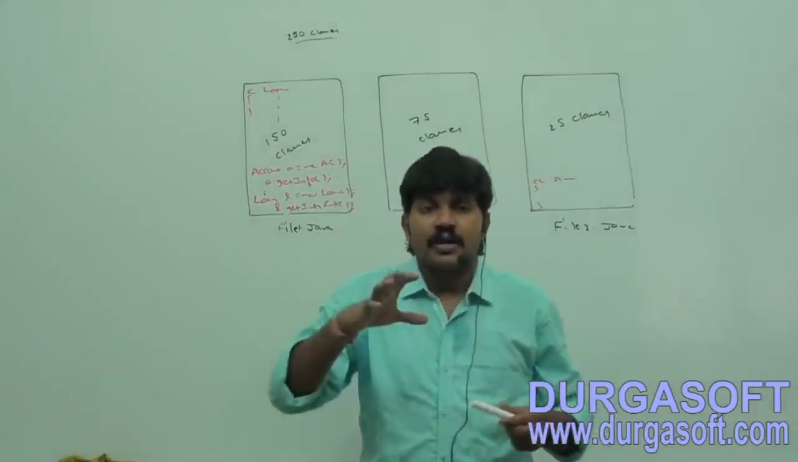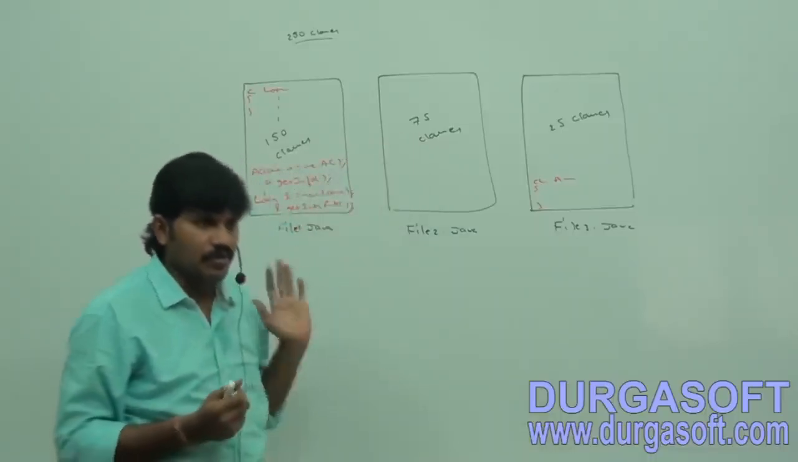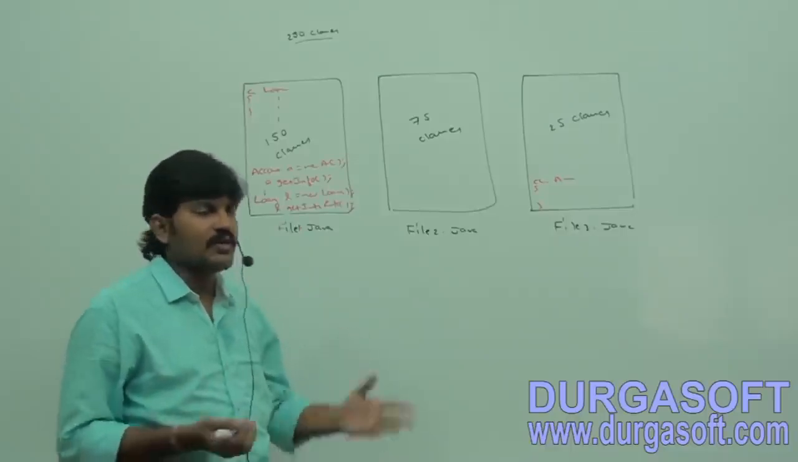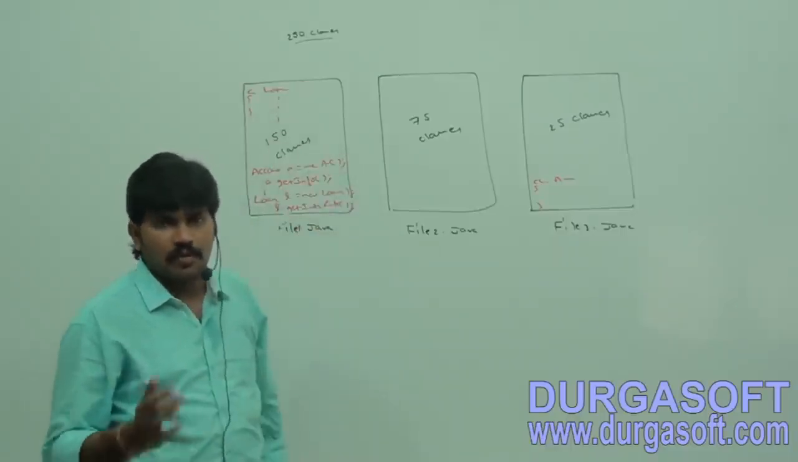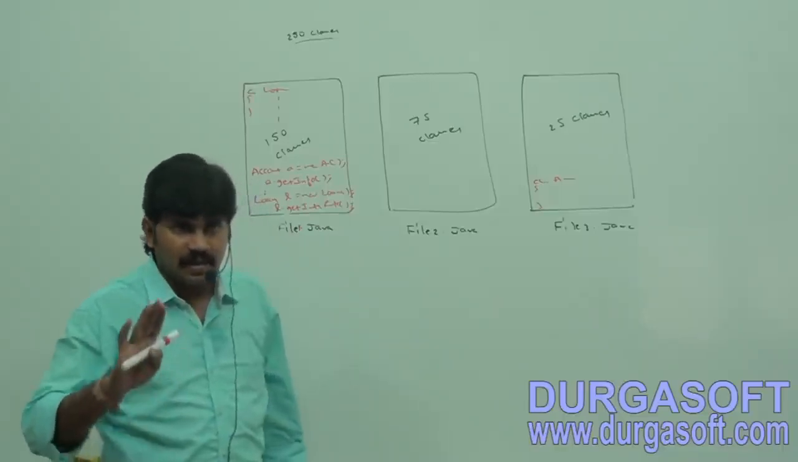Are you getting that? Readability of the code is going to be down. Maintainability of the code is going to be down. Tomorrow I want to change loan functionality. Where the loan class is available, first identify and so on is a big problem, right? That's why this approach is not at all recommended.